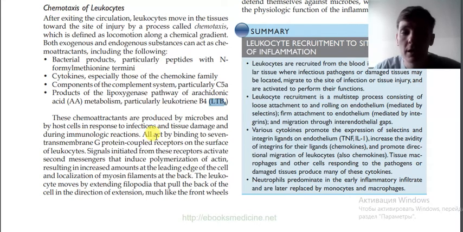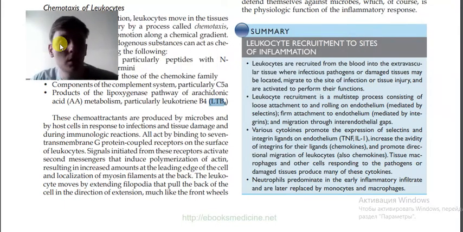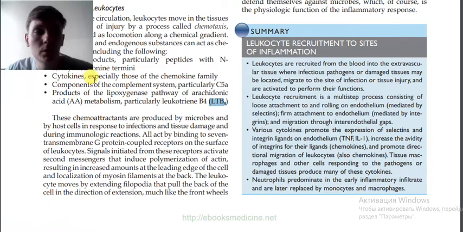So these chemoattractants are produced by microbes and by host cells in response to infection, tissue damage and immunologic reactions, by binding to seven transmembrane G protein coupled receptors on the surface of leukocytes. The signal changes the conformation of the cytoplasm and cytoskeleton, and due to this it creates the motion of the cell by pseudopods, the same as in an amoeba. So they start to traverse towards the bacteria. Okay, that's it about this point. Next we'll discuss what a macrophage is.